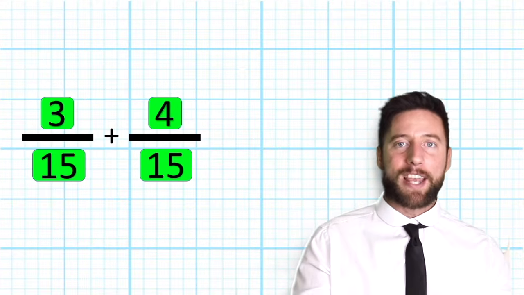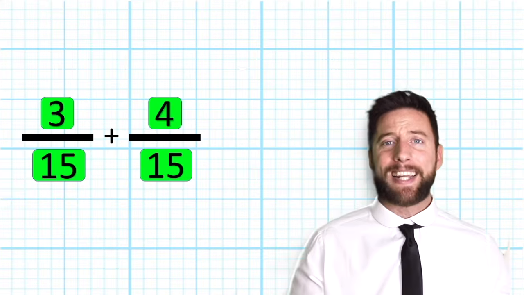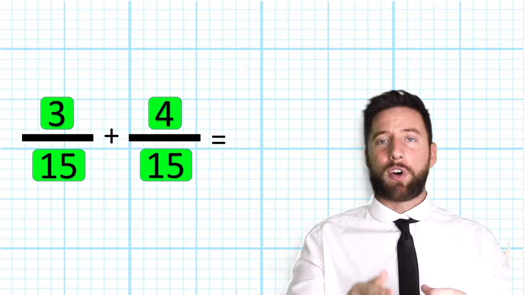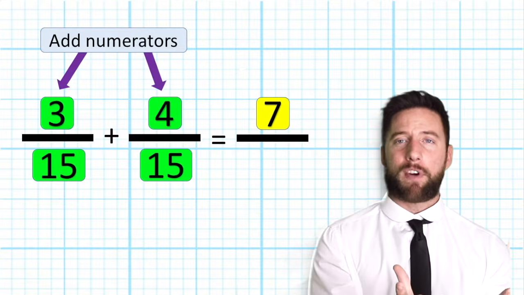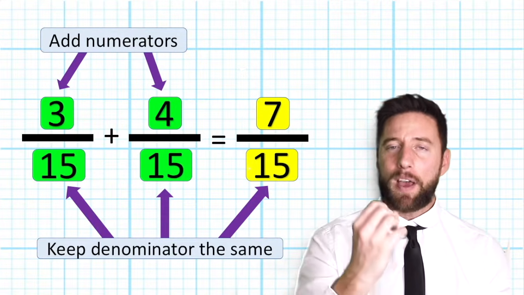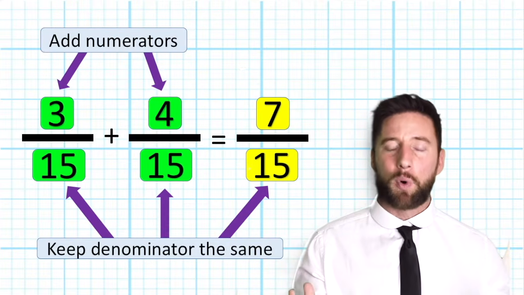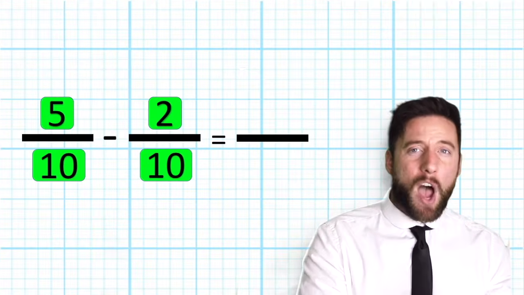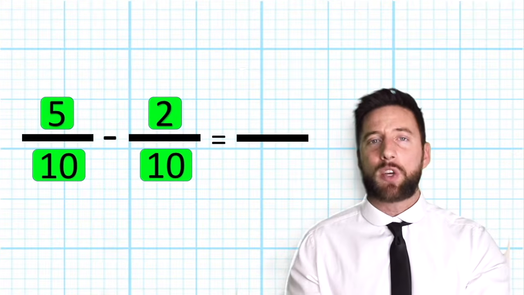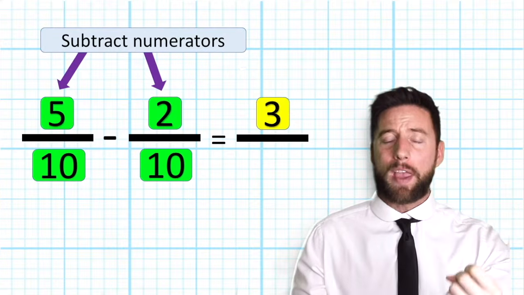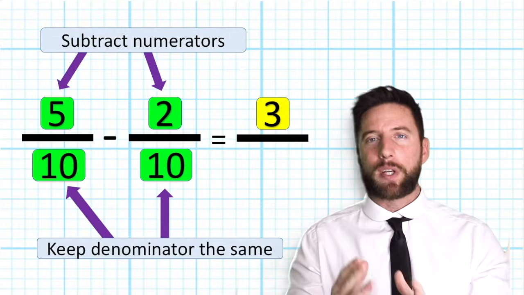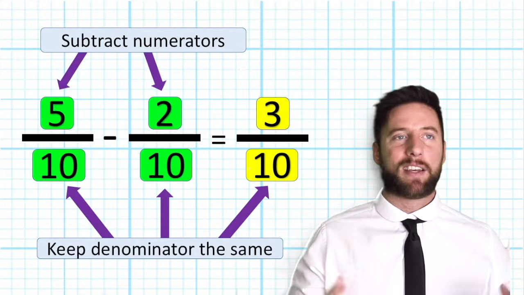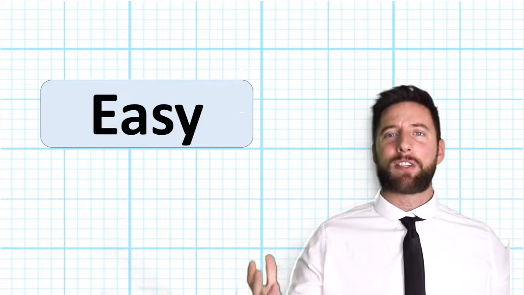If we had 3/15 add 4/15, we could have 3 elephants add 4 elephants. 3 add 4 is 7. The name of the fraction hasn't changed, it's a 15th, so we have 7/15. Simple. And the good news, that works with subtraction as well. Let's have a look. If we have 5/10 subtract 2/10, what am I doing? I'm taking 2 away from the 5. 5 subtract 2 is 3. We haven't changed the value of the fraction, so we have 3/10. Simple. How easy could this be?